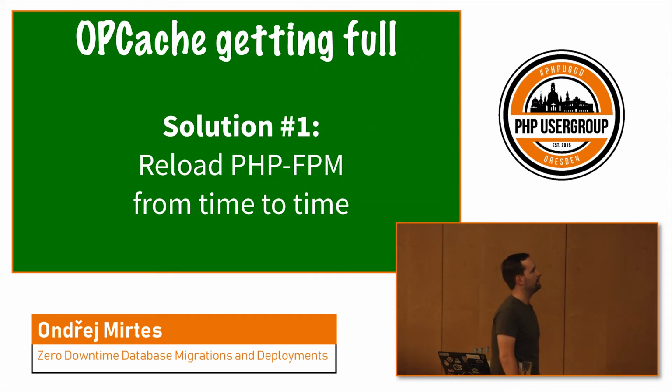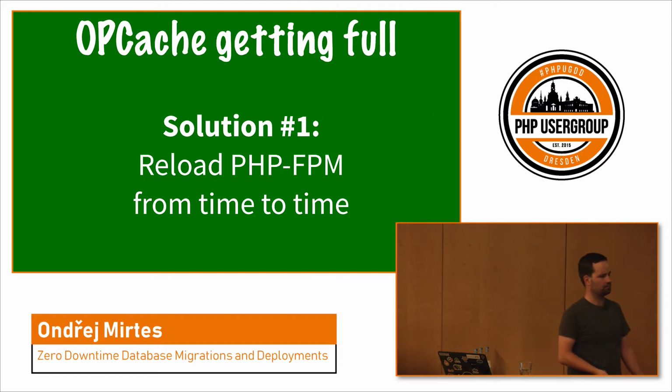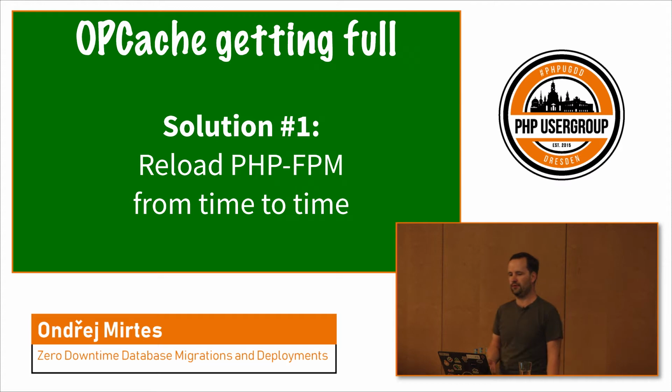One solution to this is to reload PHP-FPM from time to time, which is mostly fine, and we did for many years. We reloaded PHP-FPM once a day, but it limited us in the number of deployments we could do. We knew that we could probably do something about 20 deployments before our opcache was getting full and we started getting errors.